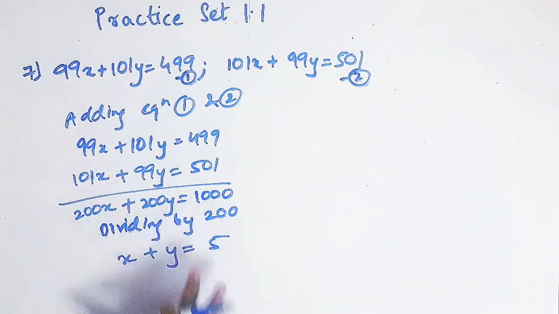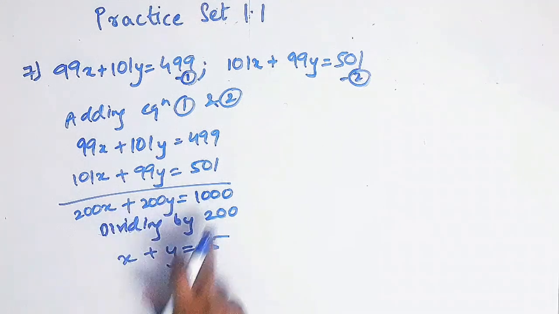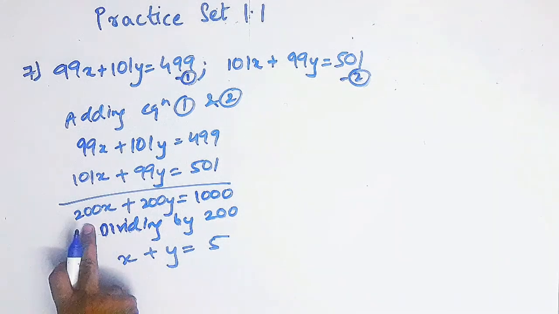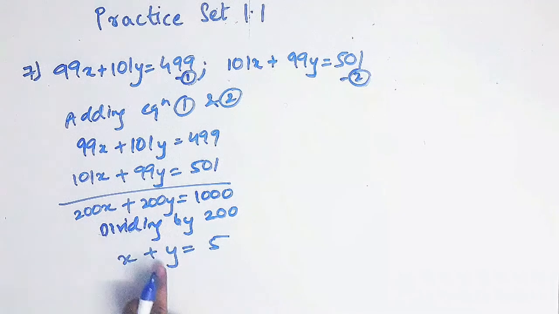If you get an equation which has bigger coefficients in it, you can see by which number it has to be divided. So I divided it by 200, so this will become x, this will become y.